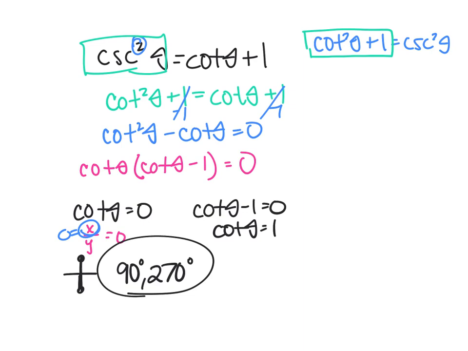And then from this one over here, we know for x over y to equal 1, that means x and y have to be the same. So that's a reference angle of 45 degrees. We know tangent is positive in the first and third quadrant. So our first quadrant angle would be 45 degrees. Third quadrant angle, 180 plus 45, so 225 degrees.